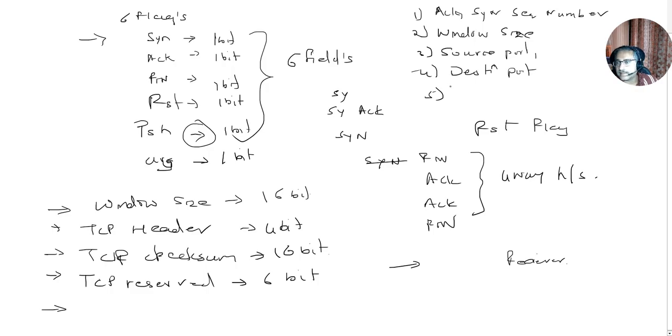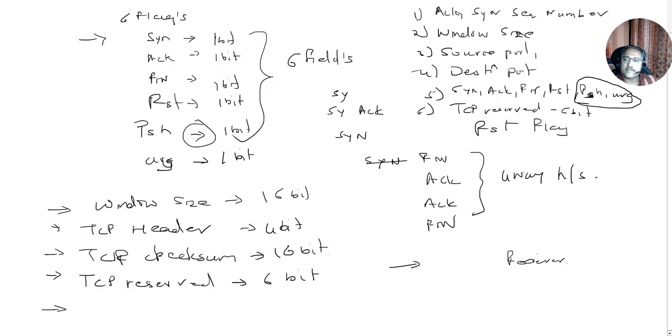Now there are 6 flags, right? To understand what type of packet is coming, correct? Those are SYN, acknowledgement packet, finish packet, reset, push and urgent. Push and urgent basically tell the recipient machine how to deal with the received packet. Then the 6th is TCP reserved field. It is of 6 bits.